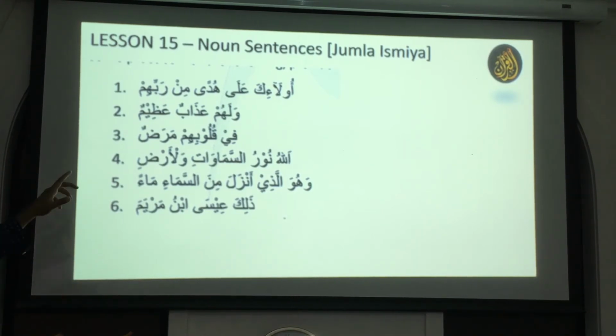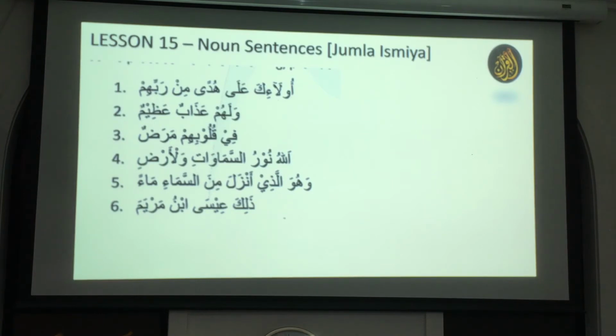So ala huda is also a fragment. We understand that. Min rabbihim, how many fragments are there? Two. Min is one, rabbihim is another one. Very good. Min is which one? Jar majrur, because min is one of the 11 words. Rabbihim is mudaf, mudaf ilayhi, because there is an attached pronoun. Rabbihim means their Lord.